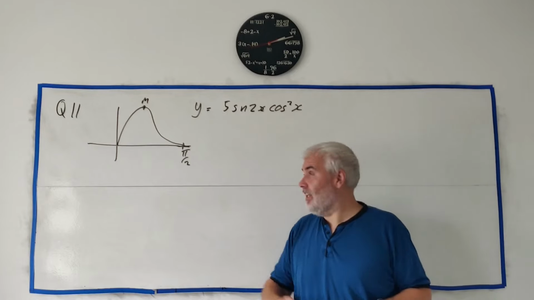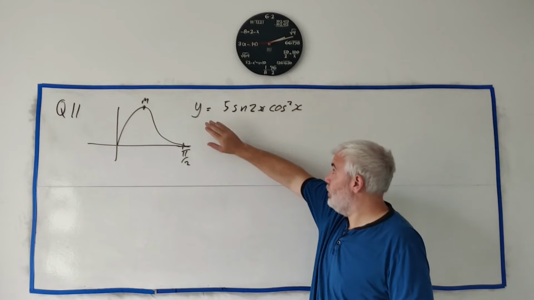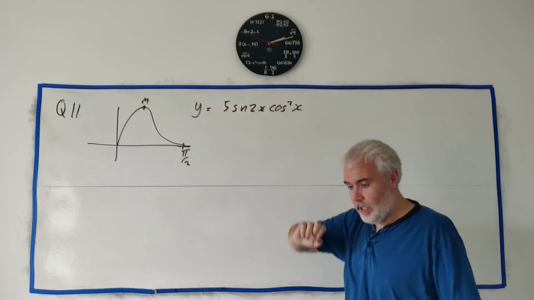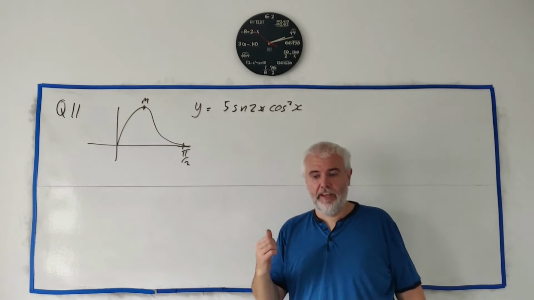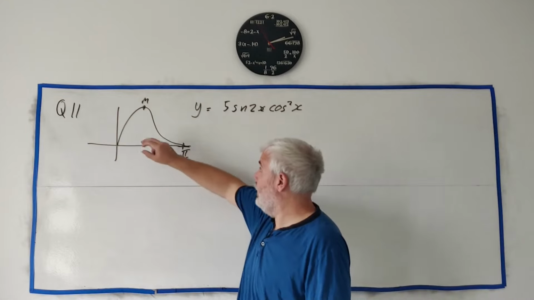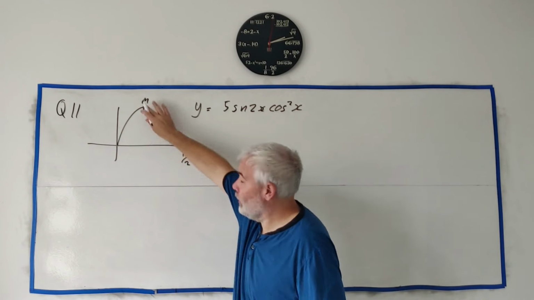In question 11, they give us this graph here, which corresponds to the equation y is equal to 5 sine 2x multiplied by cosine of x squared. They want us to find the x coordinate of m. They want to find the x part where m is.